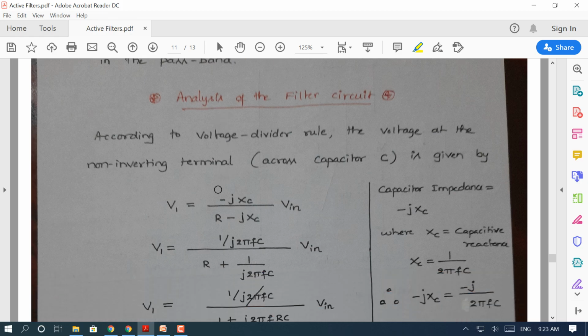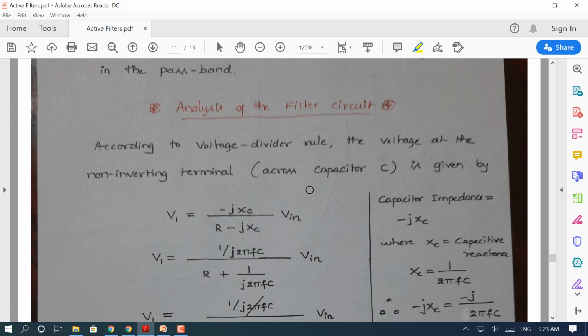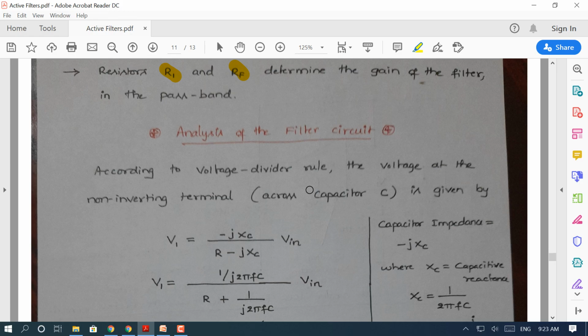Now, let us have an analysis of the filter. Analysis of the filter is very important because this helps us in understanding the design procedure for the active filter. So, we have seen that the voltage divider rule can be applied for the filter circuit. The RC element that I have shown here, both are in series combination. So, the voltage at the non-inverting terminal, that is across the capacitor, is given by V1 equals minus j Xc divided by R minus j Xc times Vin. Let us go back to the circuit and try to understand how we get this voltage V1.